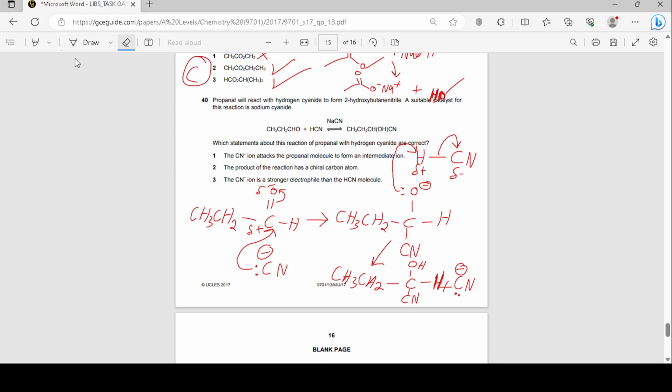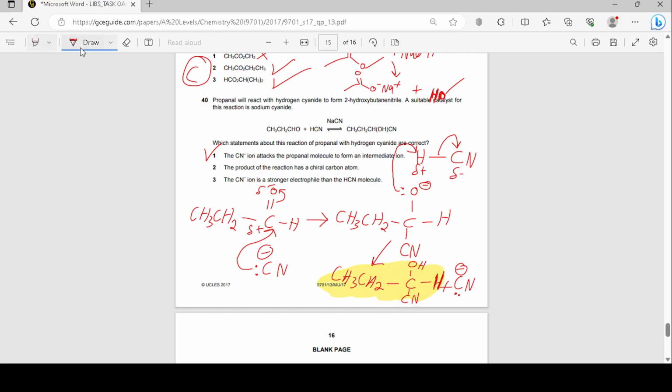Okay. For 9701, the cyanide ion or nitrile ion attacks the propanol molecule to form an intermediate ion. Now, it is attacking the propanol molecule to form an intermediate ion, as you can see. So that is true. The product of the reaction has a chiral carbon atom. Let me check. This is the product. I will highlight it so you can see it more clearly.